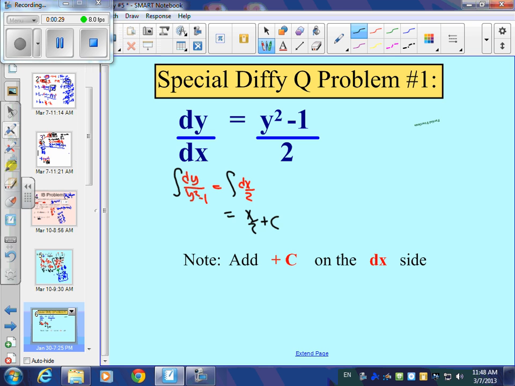Because what's the antiderivative of 1 over y squared minus 1? Do I even have a way to do that? Huh? Yes, partial fractions. Ooh, that's been a while since we've done that. 1 over y, 1 plus 0y over y plus 1, y minus 1. Yes, partial fractions. I even left myself a note.